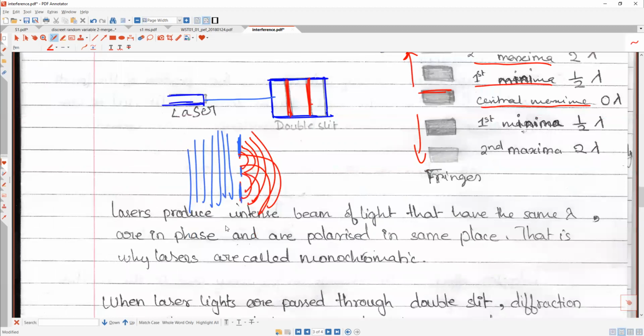Now laser produces intense beam of light that have the same wavelength and they are in phase and are polarized in the same plane. So they are polarized, they have the same wavelength. This is another reason we cannot use any normal light. With laser light the interference pattern is good, because it's coherent. You know what is the meaning of coherent. What if your light is not coherent? Then you will not get complete interference. You will get partial interference.